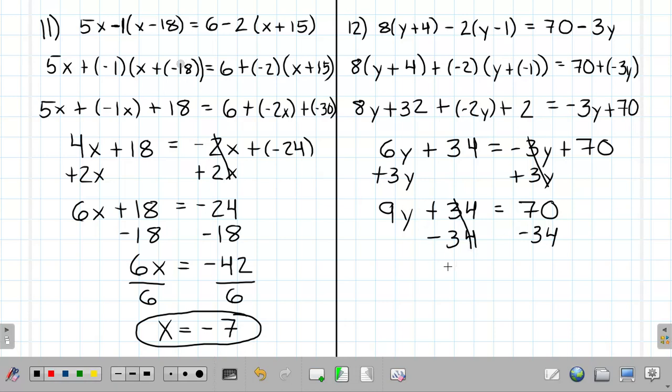Those go away, so we have 9y is equal to, once again, bigger numbers here, okay? So definitely, if you need to, double check yourself on a calculator. But 70 minus 34 is actually 36. Then we divide by 9. y in this case is going to be positive over positive, a positive 4. Okay? So once again, that's all this section is about.